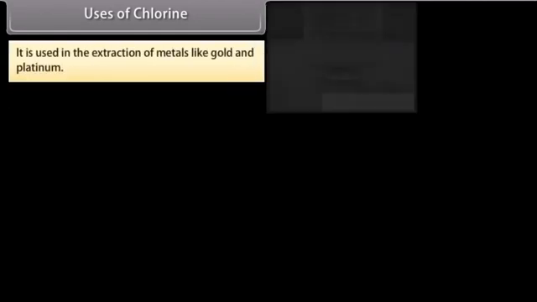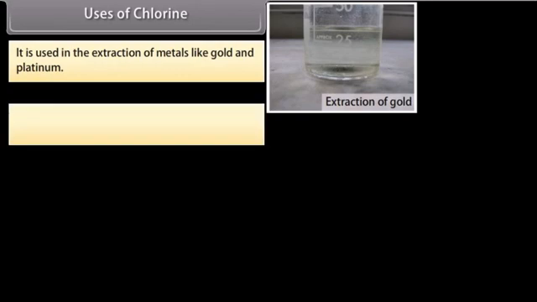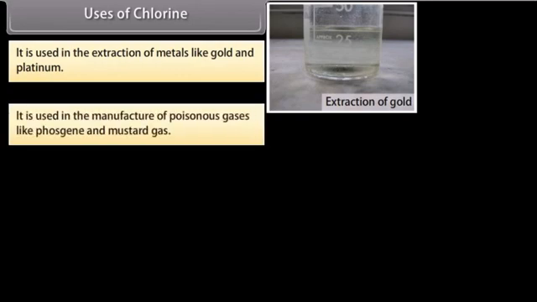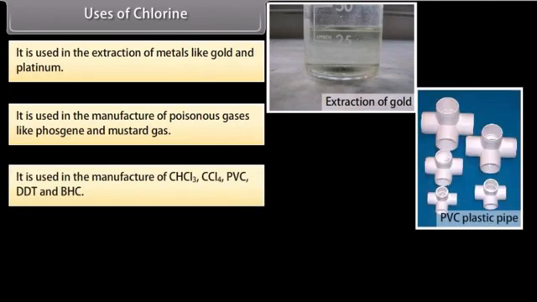Uses of chlorine. The important uses of chlorine are following. It is used in the extraction of metals like gold and platinum. It is used in the manufacture of poisonous gases like phosgene and mustard gas. It is used in the manufacture of CHCl₃, CCl₄, PVC, DDT, and BHC.